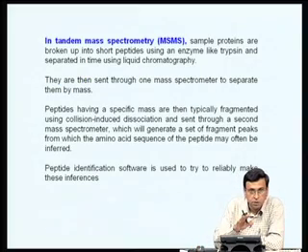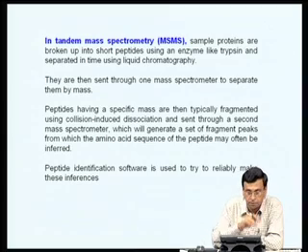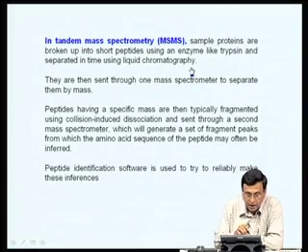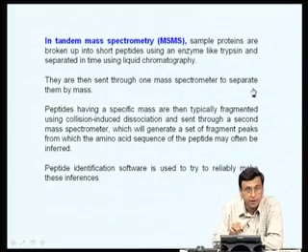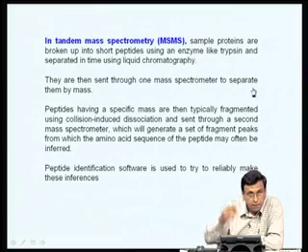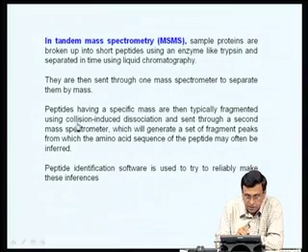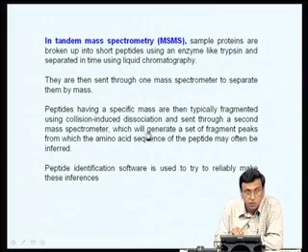So in the tandem mass spectrometer or MSMS, the sample proteins are first broken into short peptides using trypsin, separated using chromatography, and then sent through one mass spectrometer to separate them by mass. The peptides having a specific mass are then typically fragmented using collision induced dissociation and sent through a second mass spectrometer, which will generate a set of fragment peaks from which the amino acid sequence of a peptide may be inferred.